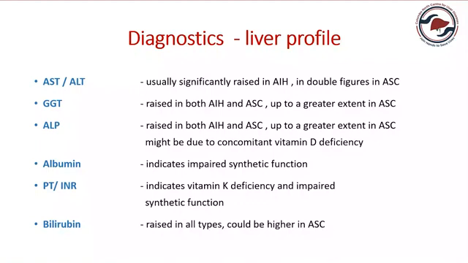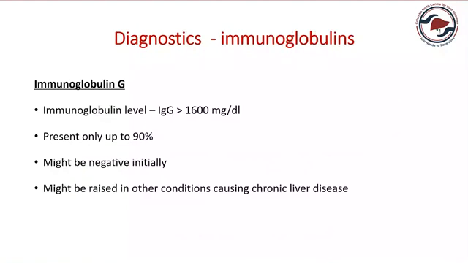Let's look at immunoglobulins. What's the cutoff? Usually it is more than 1600 if it is suggestive of autoimmune hepatitis or autoimmune liver disease. Present only up to 90% and may be negative initially. It is very important if you have a clinical suspicion of autoimmune liver disease.